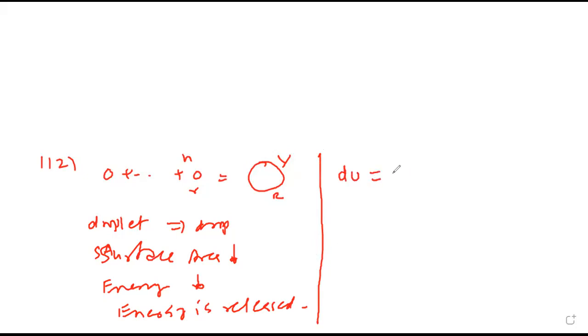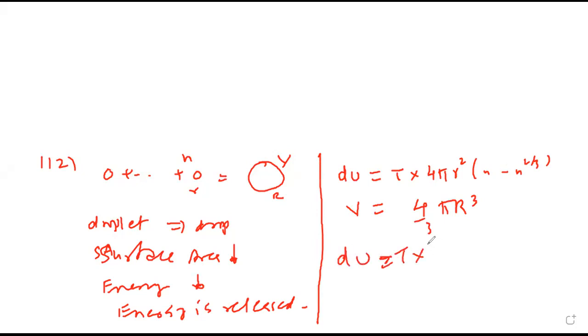Energy when droplets become a drop is T into 4 pi small r square times n minus n raised to 2 by 3. They have given volume is V. So 4 by 3 pi r cube you can write as V. So T into 4 pi is present, r cube we want. 4 pi as it is, r square as it is.